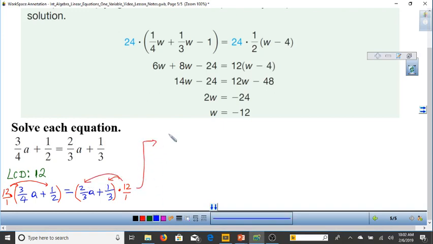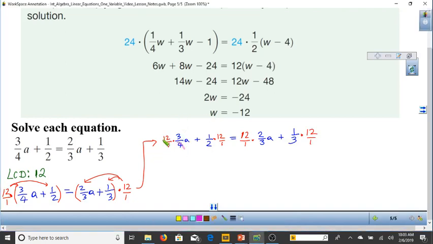So in doing so, I would end up with 3/4 A multiplied by 12 and half multiplied by 12. So that's 12 over 1 times 3/4 A and half times 12 over 1. And on the right side, I have 2/3 A. That will be multiplied by 12 as well. Let me write it in front because of the commutative property of multiplication. I don't have to worry about writing it before or afterwards. So 12 times 2/3 A plus 1/3 times 12.